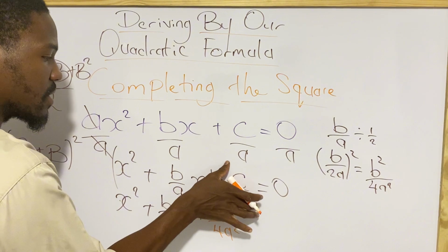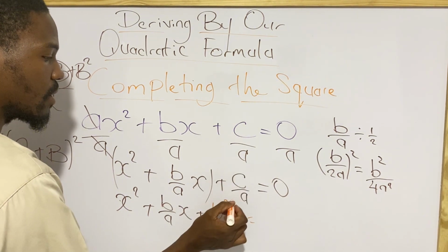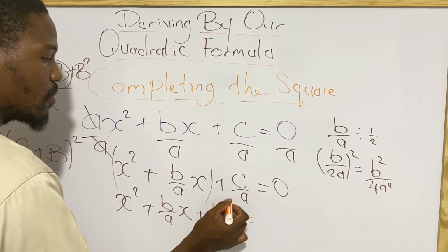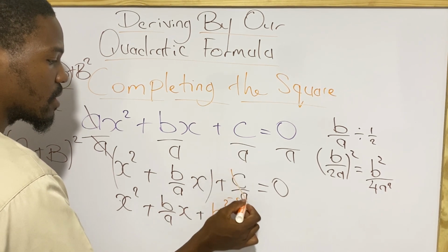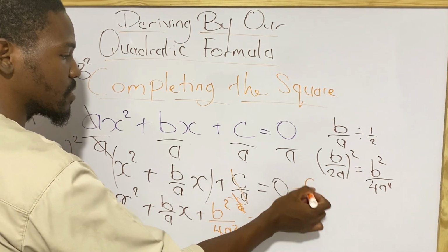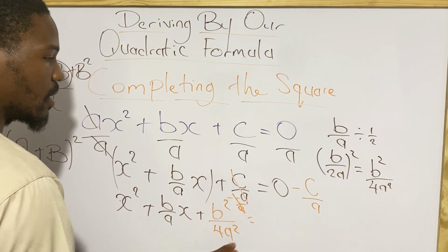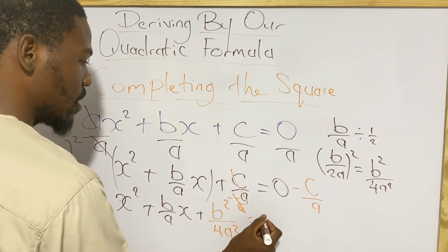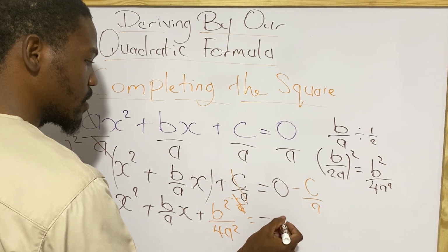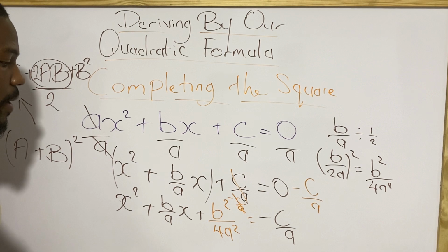At this time, I'm going to take this C over A and bring it over to here. In bringing it over, we know we have to subtract it to remove it. We will subtract it, and therefore subtract it on both sides. Anything that we do on the one side, we have to do on the other side. So I want to have this written with this marker: negative C over A.